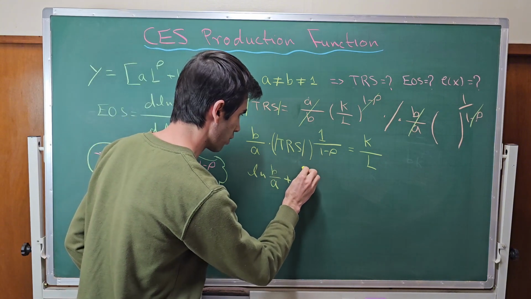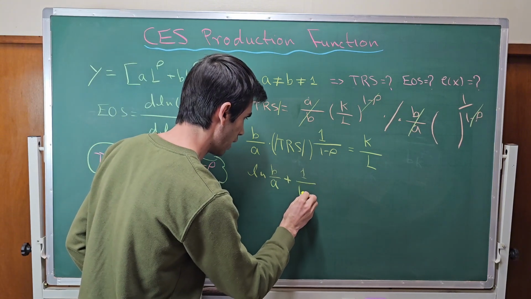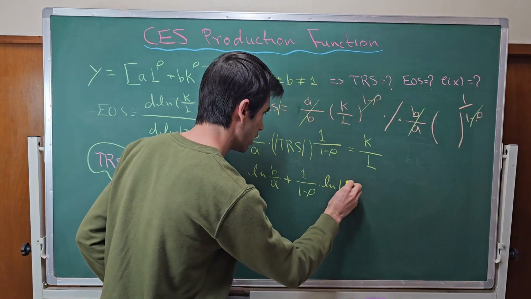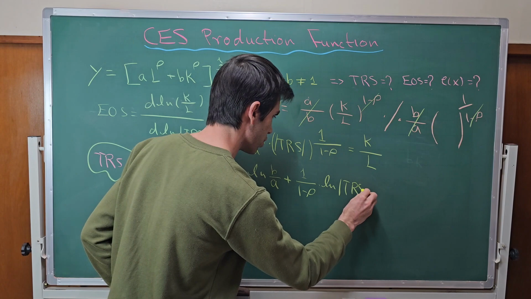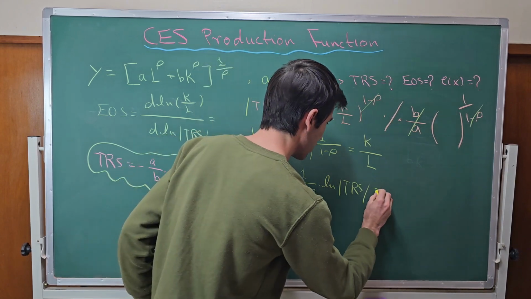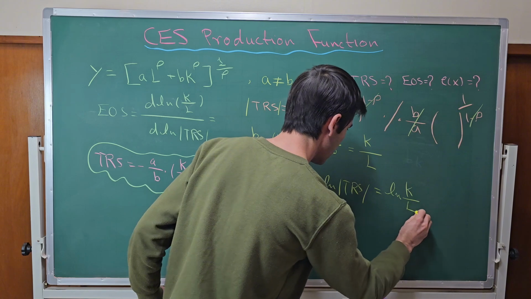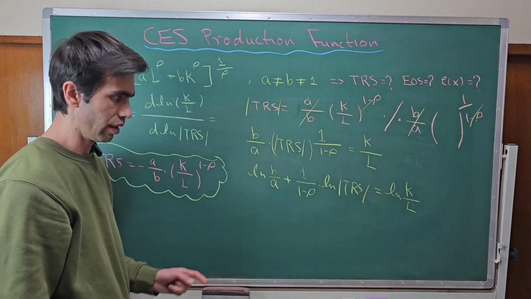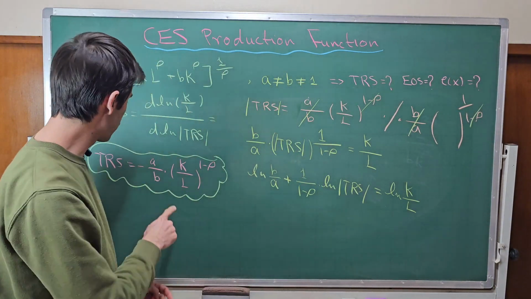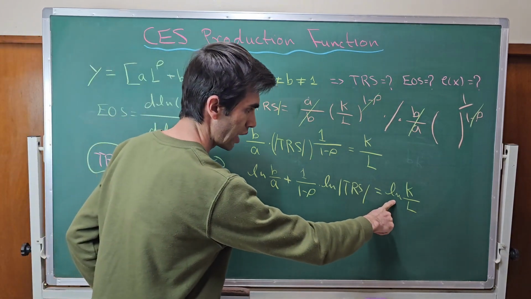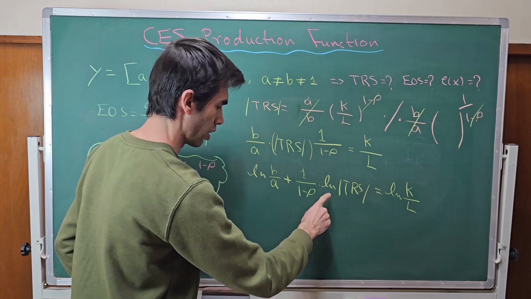Ln of TRS, or 1 divided by 1 minus rho multiplied by ln of technical rate of substitution, is equal to ln of K over L. Now, in order to find the elasticity of substitution, we need to take the derivative of ln of K over L with respect to ln of TRS.